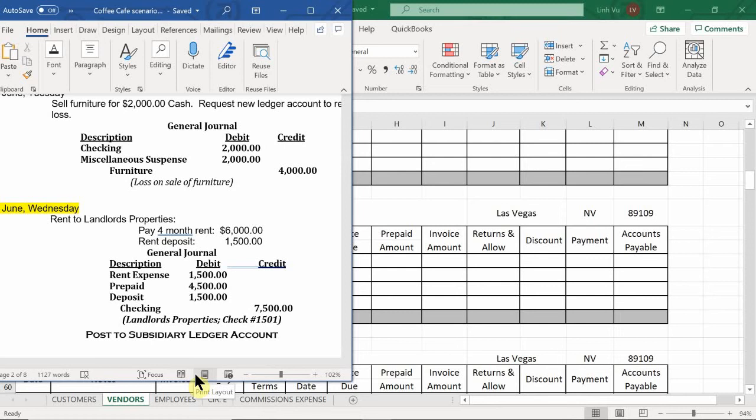First we got to recognize what the rent expense for June is. If we take a look at the number here, we have a total of $6,000 for a total of 4 months. So 6,000 divided by 4 gives you 1,500 per month. So that's how we break it down here, where we're calculating for June. So 1 month is 1,500.